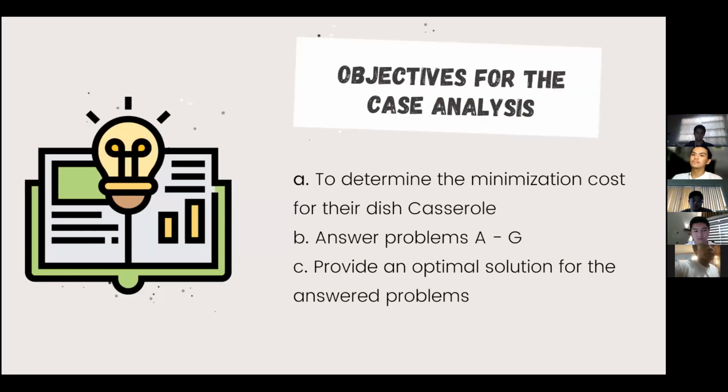The following objectives will be utilized to answer the questions. The first objective is to determine the minimization cost for their casserole dish. The next objective is to answer problems A to G, and the third one is to provide an optimal solution for the answered problems.